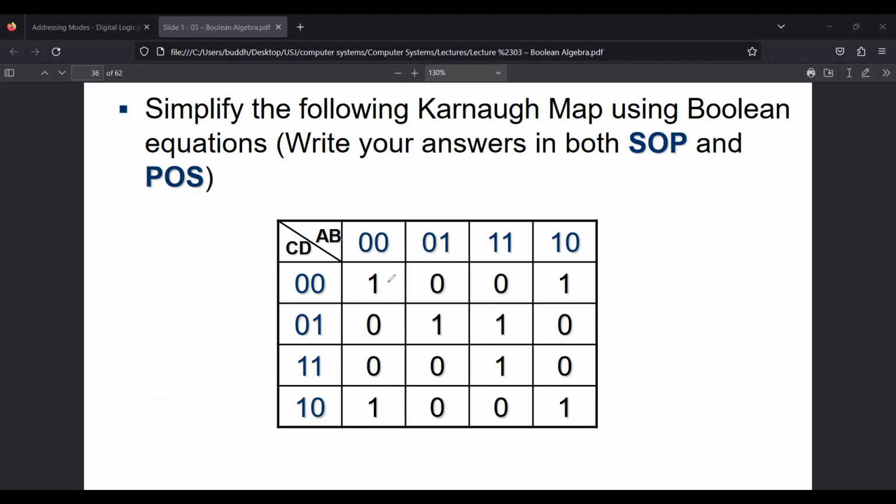So in the product of sums, we need to circle zeros. So in this particular example, we can circle, sorry, these four into one and these four into one, right? So there is a single zero.